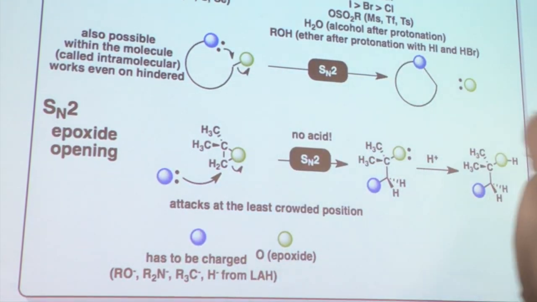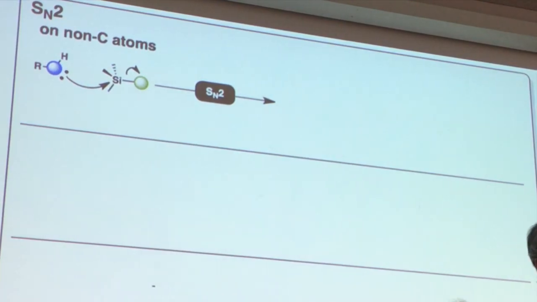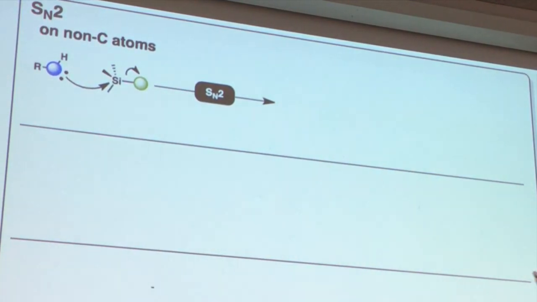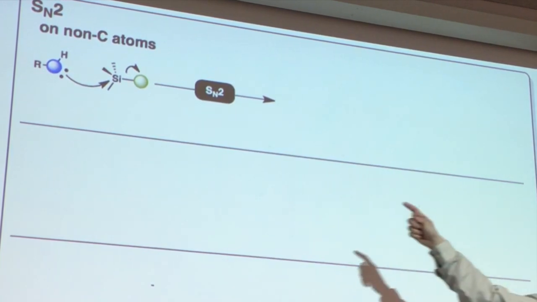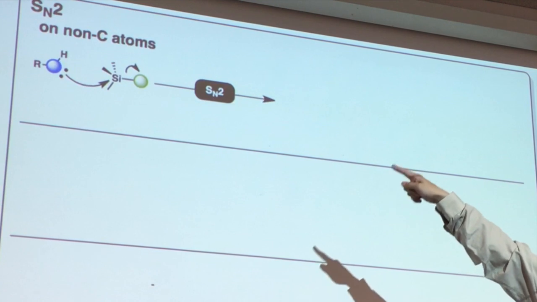There's more to SN2 than just attacking a carbon atom. For example, you can attack a silicon atom. Don't try to focus on memorizing now. Try to focus on seeing that this is the same SN2 process, where the green ball is left, and which bond will we have now? The blue ball with silicon.